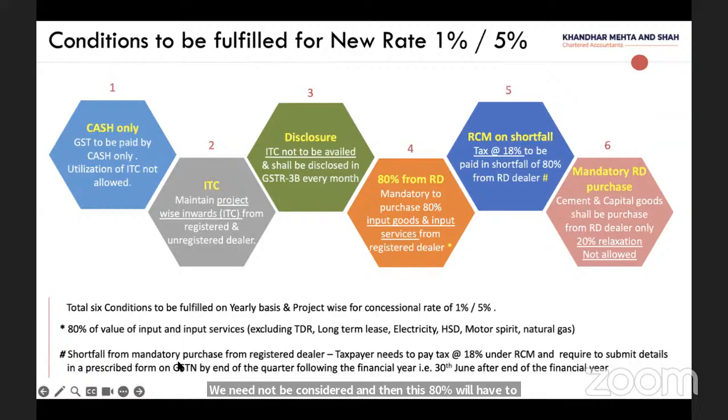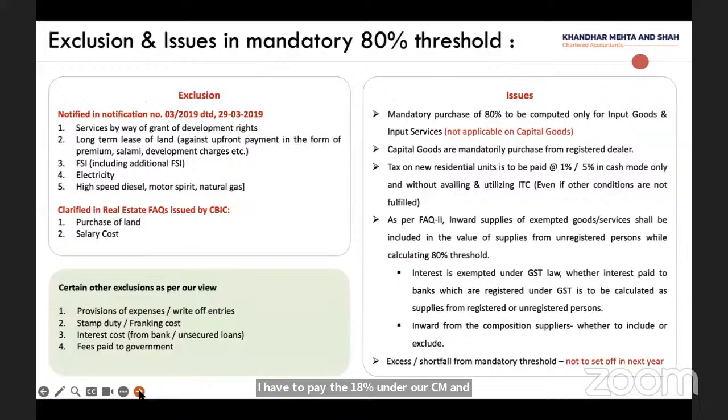And if there is a shortfall, then the taxpayer needs to pay tax at 18% under RCM and is required to submit the details in the prescribed form on GSTN by the end of the quarter following the financial year, that is 30th June. So I have to calculate it across the year. If I'm not fulfilling that particular limit, then after the end of that financial year, by 30th June, I have to pay the 18% under RCM on that remaining shortfall.